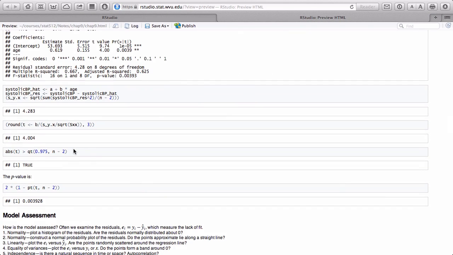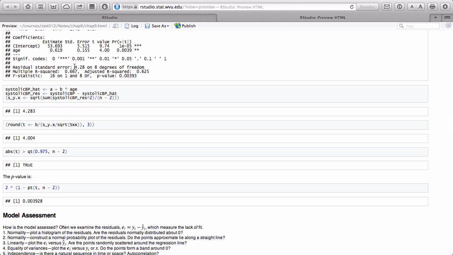So at any rate, we had computed A and B before, and for the systolic blood pressure hat, I have three values here. I have the y hats, which is this A plus B times age. We've computed A and B, so we can compute this quantity. Then the residual is this y minus y hat. And then this is actually the computation of the S sub y dot x, and that's the square root. In this case, I computed it as the square root of the sum of the y minus y hats squared divided by n minus 2. And so that's 4.28.